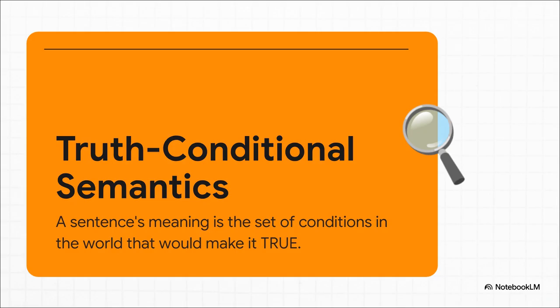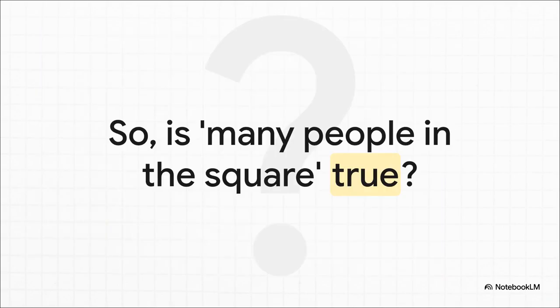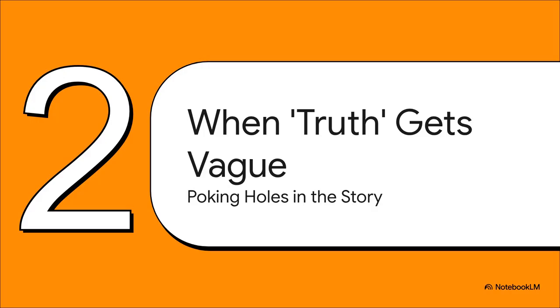For the cat is on the mat, it means there's a cat, there's a mat, and the cat is on top of the mat. Sounds simple enough, right? All right, so if we apply that logic, is our sentence, there are many people in the square, true? Well, to answer that, we'd need a really clear condition. We'd have to know exactly what number of people equals many, and right there, that's where this simple story starts to fall apart. So let's move on and see where things get really interesting.